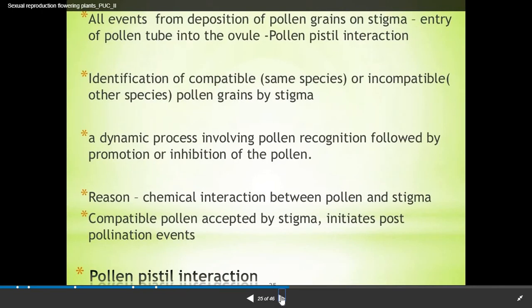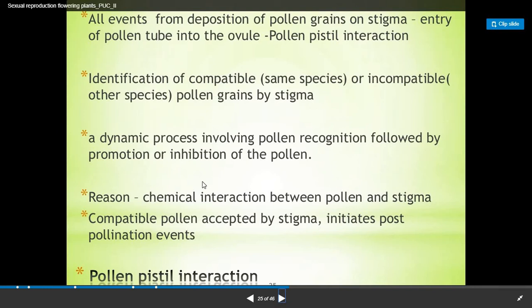Okay, next we have the pollen pistil interaction topic. All the events leading from deposition of pollen grains on the stigma to the entry of the pollen tube into the ovule are known as pollen pistil interaction. The stigma surface has a compatibility property, deciding which pollen is compatible and which is not. It is a dynamic process involving pollen recognition followed by promotion or inhibition of the pollen by the stigma surface.